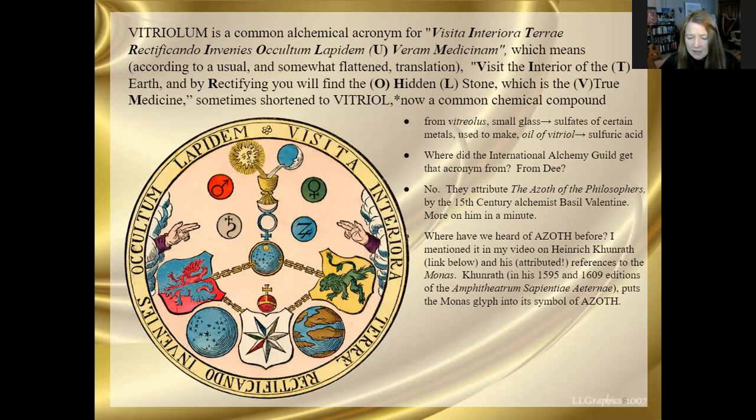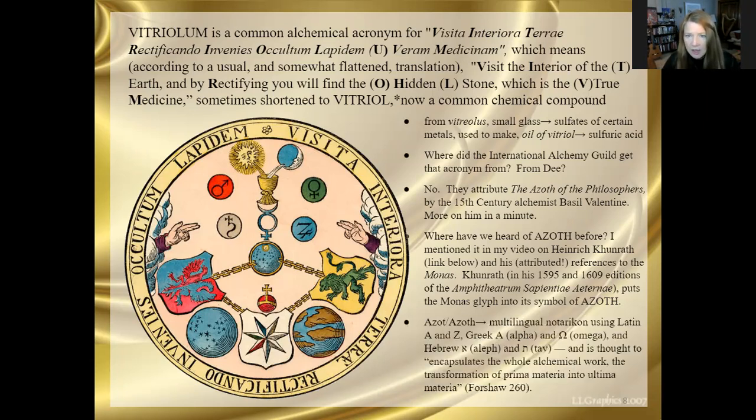So in his 1595 and 1609 editions of his Theatre of Eternal Knowledge, he puts the Monas Hieroglyphica glyph into his Azoth. I talk more about that in the video, and why Khunrath, who is associated with physical alchemy, is drawing upon Dee, who has had no success as a physical alchemist. The short answer to that is because of Edward Kelly and his success in physical alchemy, but it's a much longer story.